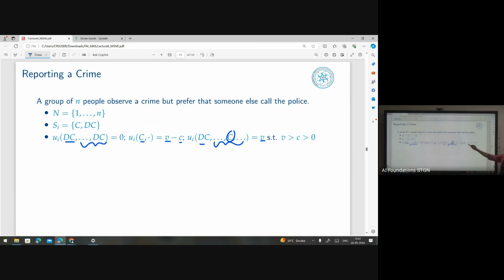Note that B is strictly greater than C, and C is strictly greater than 0. So it is strictly beneficial for me that somebody else calls and I don't call over me calling. And I also don't want this particular outcome where nobody calls. This is how the utilities are defined. Now, does this game have any pure strategy Nash equilibrium?